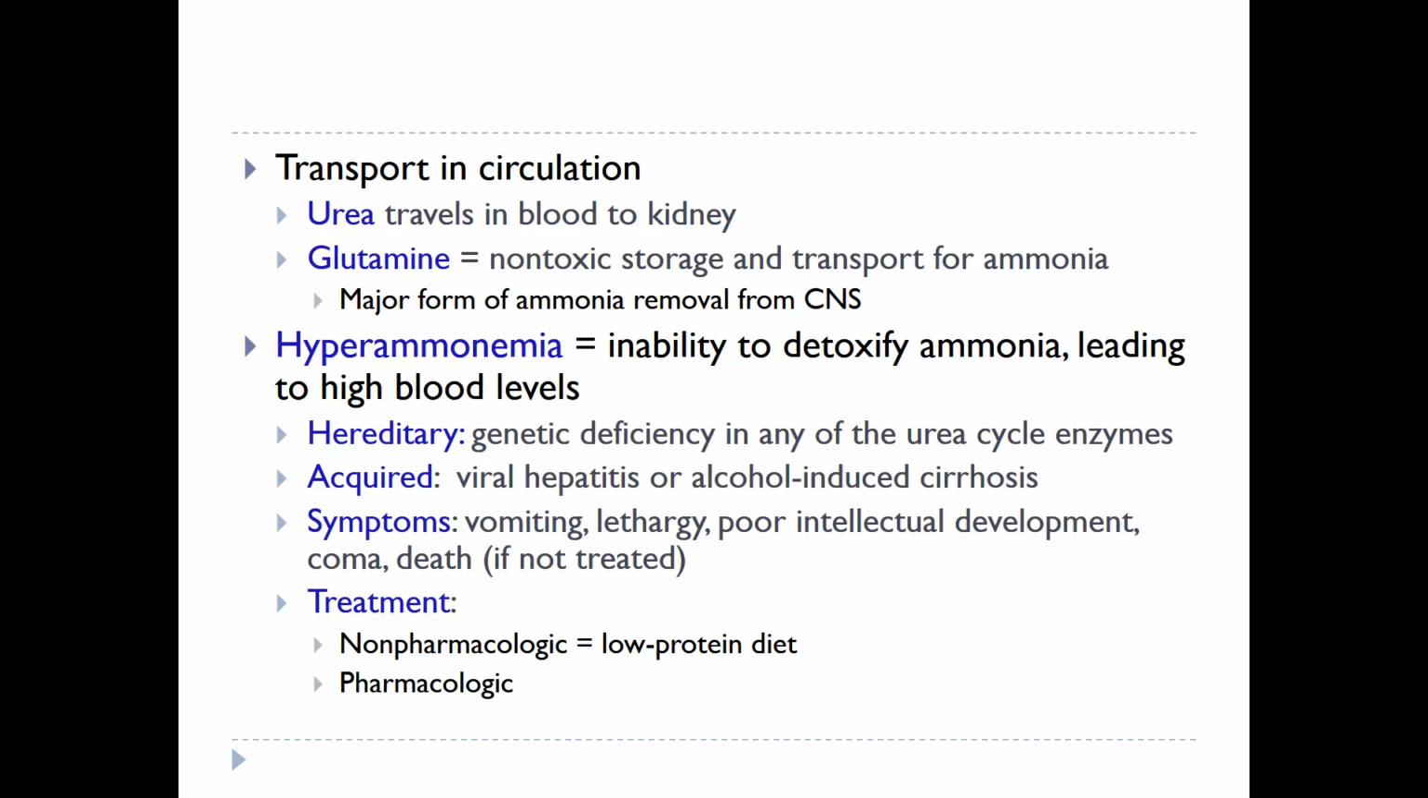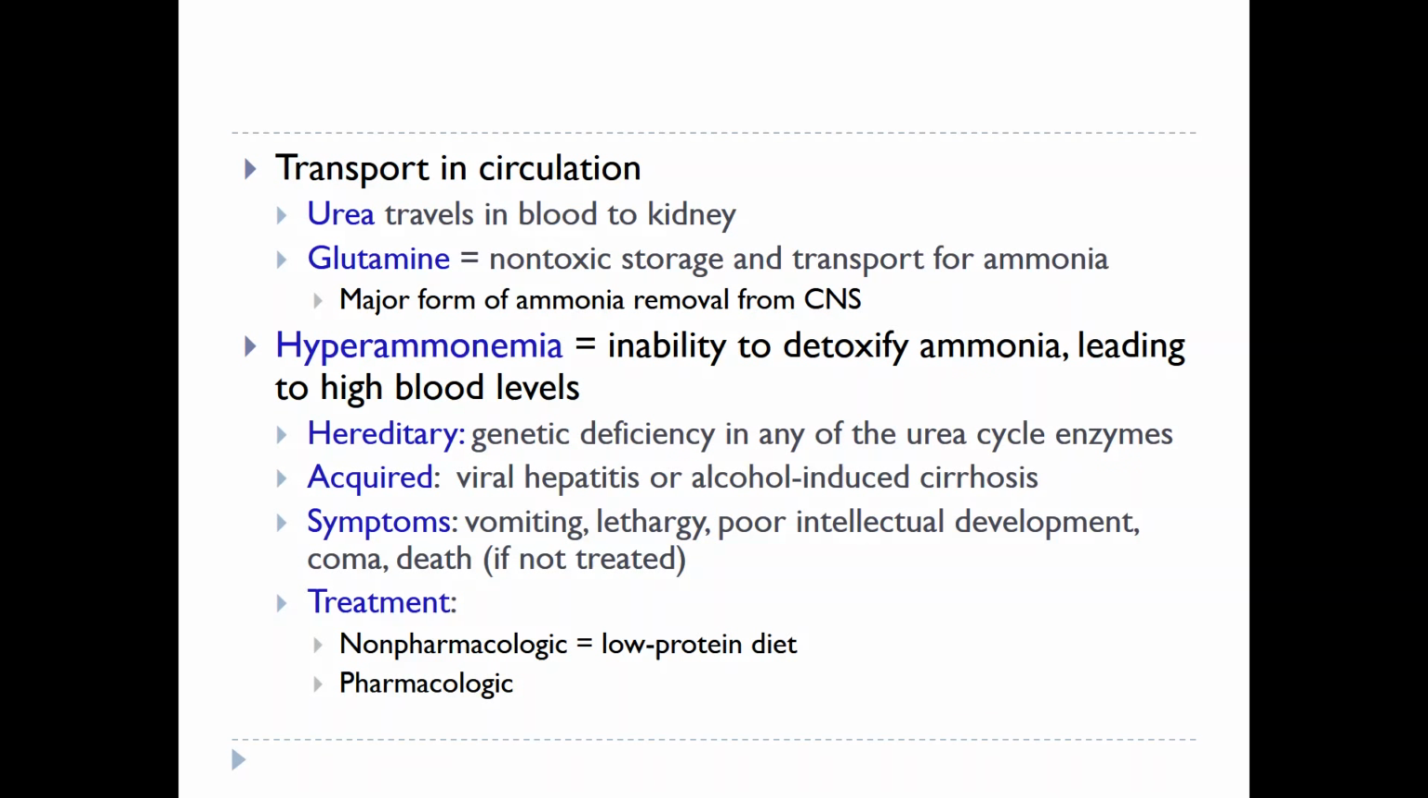It is used as the major ammonia removal by the majority of extrahepatic tissues, with prevalence by the brain, the kidney, and the muscles. However, there are situations in which the body is unable to detoxify ammonia, which leads to high levels of blood ammonia in a situation that is called hyperammonemia. This can have two major causes. One, hereditary, in which genetic defects in any of the enzymes that are involved in the urea cycle are unable to convert ammonia to urea.